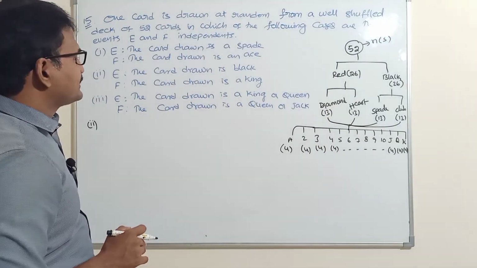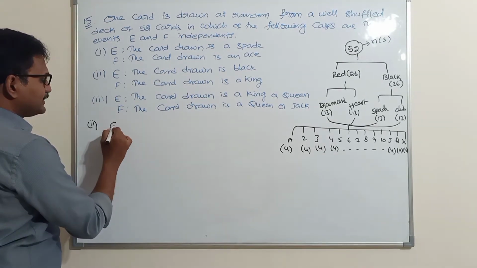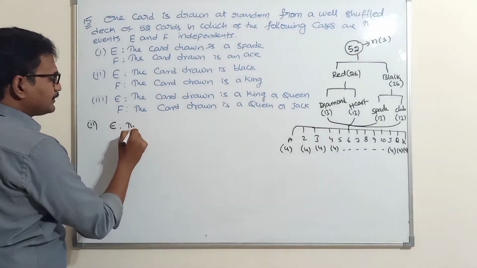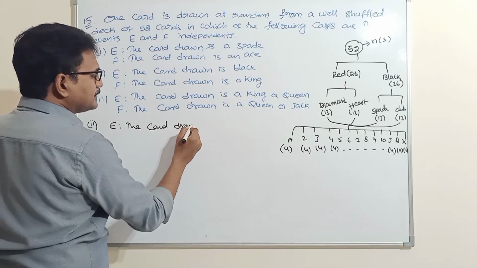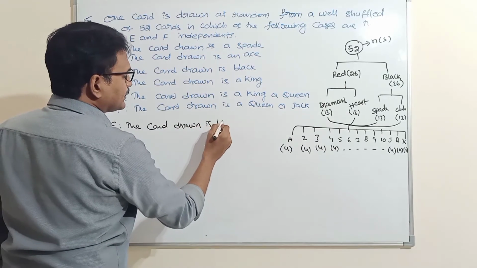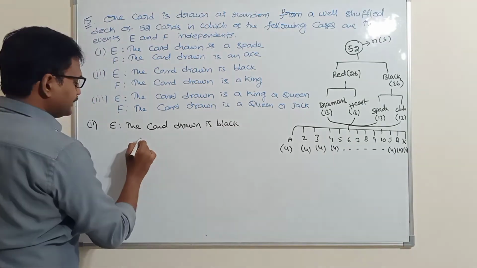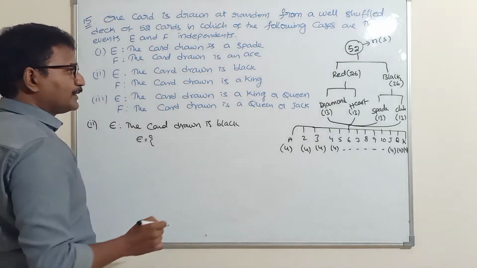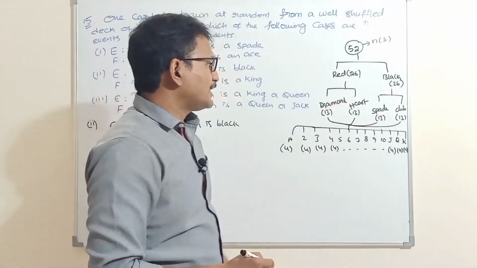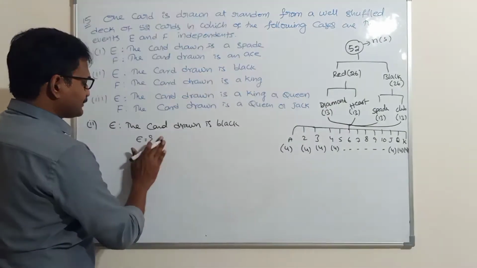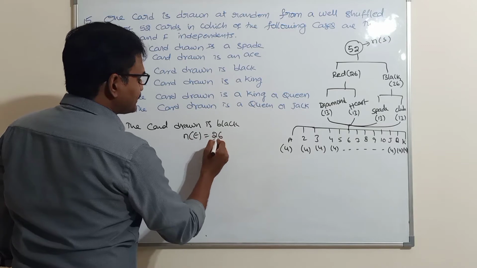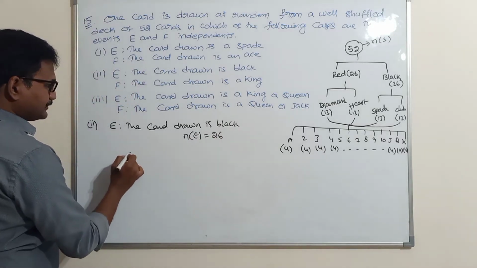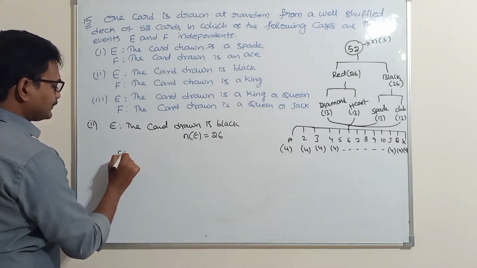The card drawn is black. What is event E? The card drawn is black. So total how many black cards are there? Total number of black cards are 26. So N of E is equal to 26.